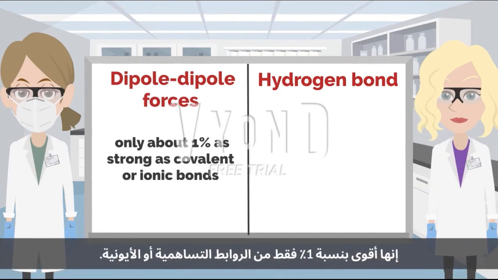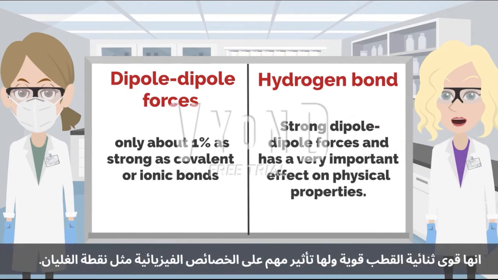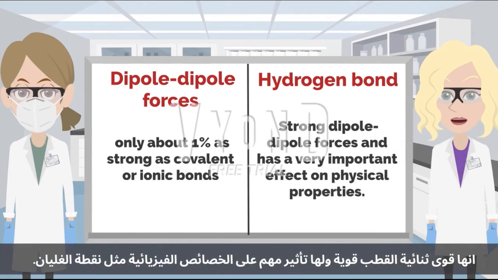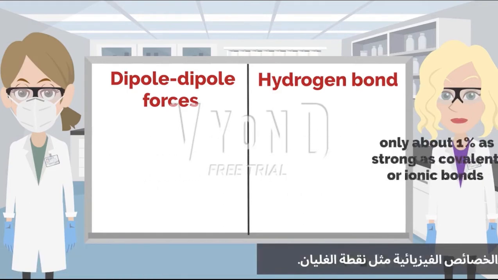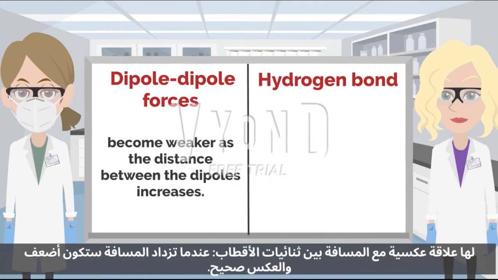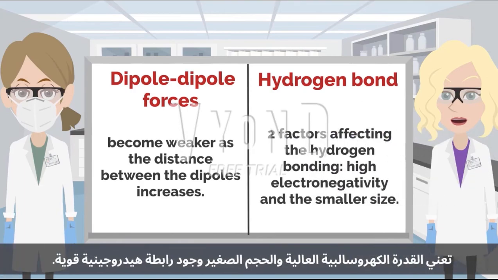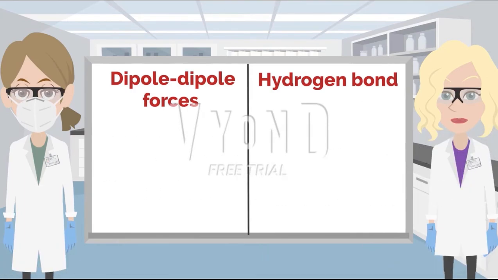It's only about 1% as strong as covalent or ionic bonds. It's a strong dipole-dipole force and it has an important effect on physical properties such as boiling point. It has an inverse relationship with the distance between dipoles. When the distance increases it will be weaker and vice versa. High electronegativity and small size means a strong hydrogen bond.